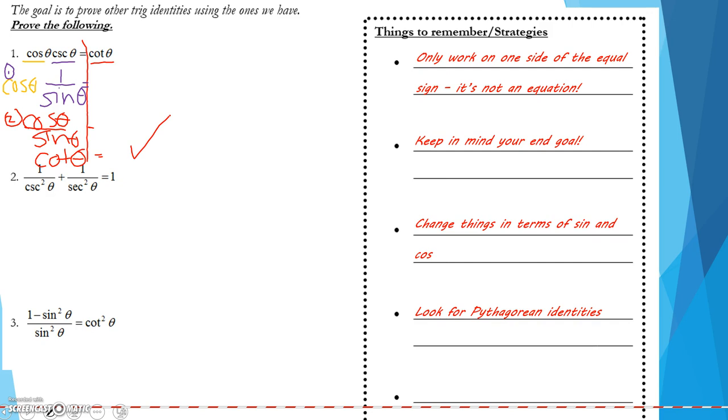So it worked out. This is very reliant on work. If you just write a bunch of identities and put a check mark next to it, I'm not going to mark it right unless I can follow logically where you're going. So number 2.